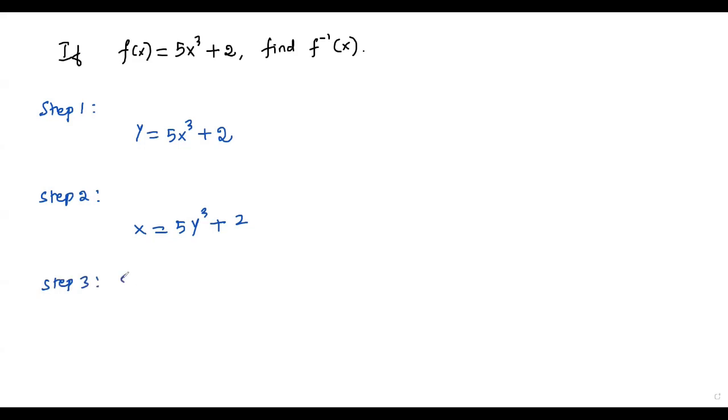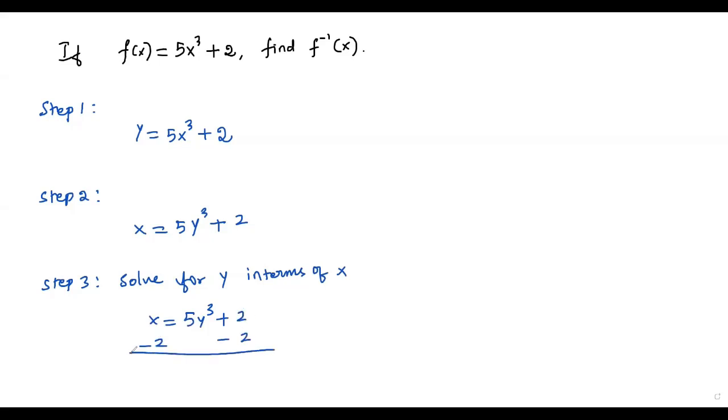Step 3, what you need to do is solve for y in terms of x. In this equation, you have to solve for y in terms of x. That's step 3. To solve for y in terms of x, we have to isolate y. For that, we have to subtract 2 from both sides of this equation. Let me do it over here. x equals 5y to the third power plus 2. I subtract 2 from both sides because my aim is to isolate y.